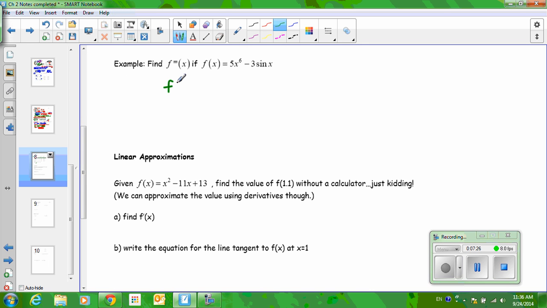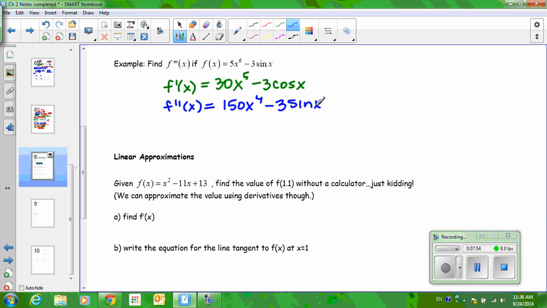If I ask you to find the third derivative, just first find the first derivative. 6 times 5 would be 30 x, you subtract 1 from the power, minus 3 times the derivative of sine, which is cosine x. Okay, that's the first derivative. Now let's do the second derivative. 5 times 30 would be 150, again subtract 1 from the power, x to the third, and this time, the derivative of cosine is negative sine. So I'm going to write sine and change the sign to plus.